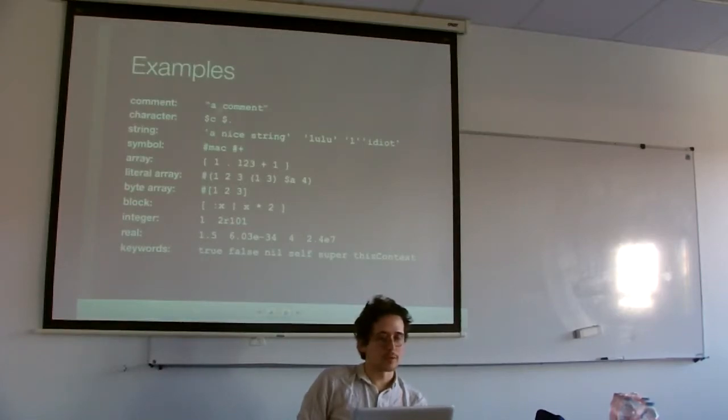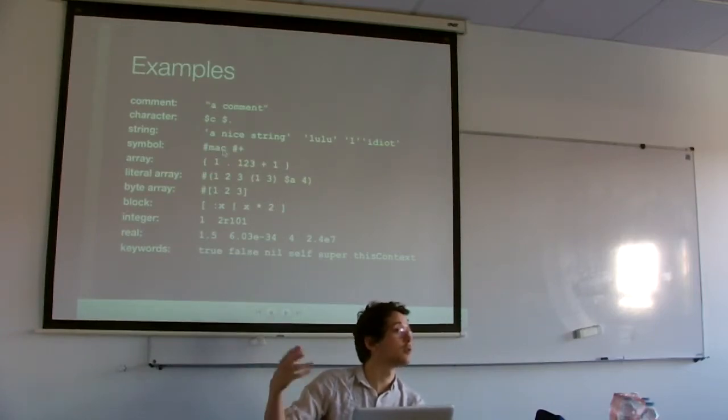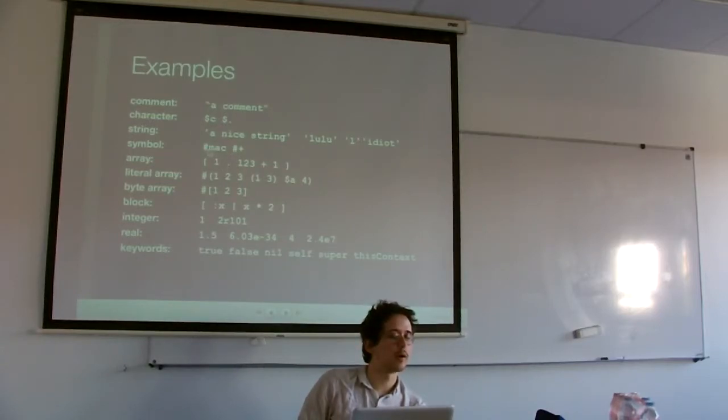So, examples. That's a comment, that's the character C, that's the character dot, some strings, some symbols. Symbols are just like strings, but they are unique in the system. That means that if I evaluate the symbol #Mac twice, I will get the very same object, while with strings you could have any difference. So it's used as identifiers most of the time.